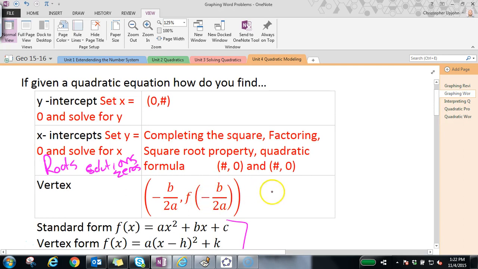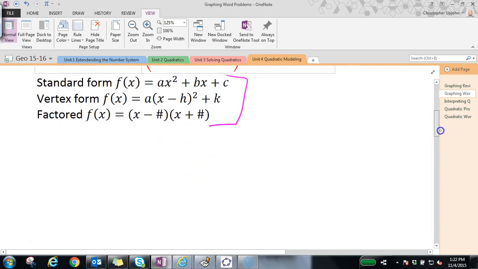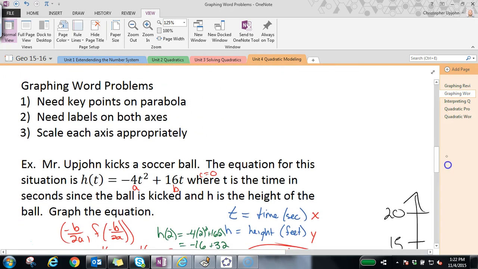And for our vertex, you can complete the square, or you can use the shortcut when it's in standard form, negative b over 2a, and then you plug that in and get the y value. And again, when we're graphing these, we need the key points, so our intercepts and our vertex, labels on both axes, and scale each axis appropriately.